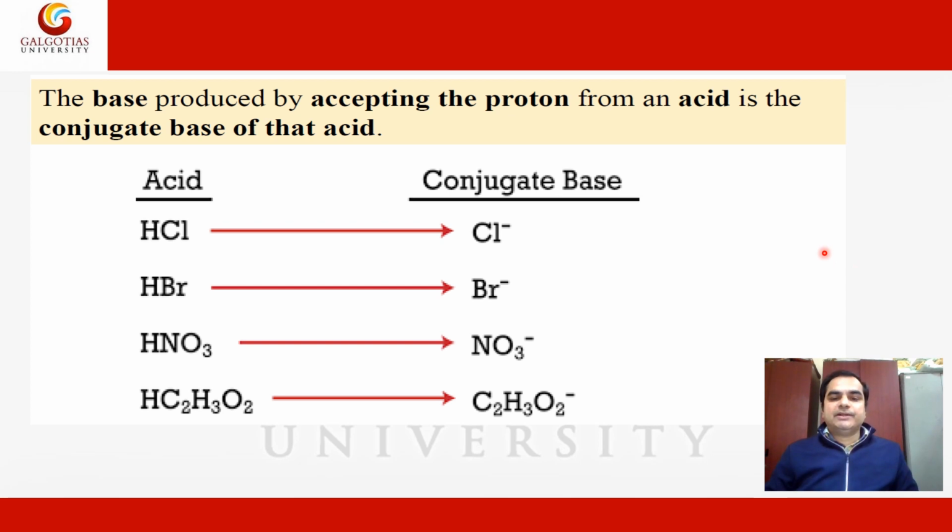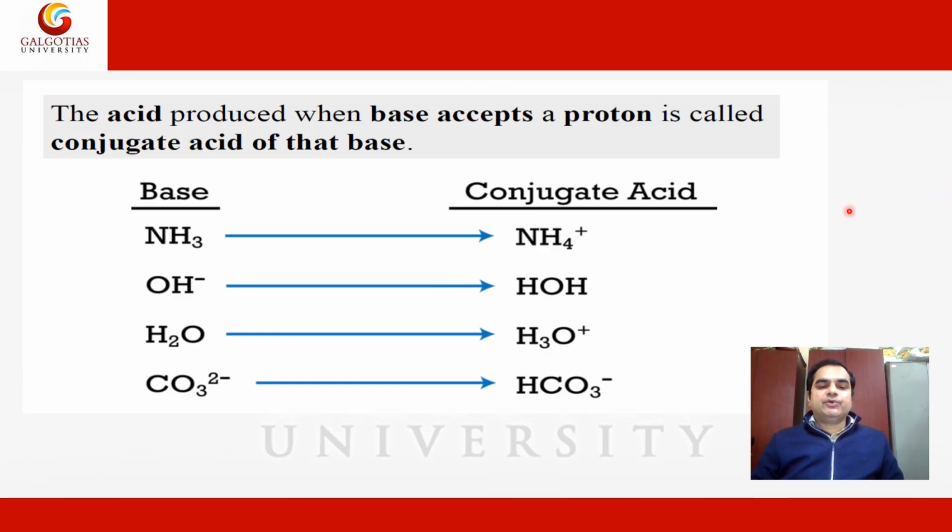The base produced by accepting a proton from an acid is the conjugate base of that acid. Similarly, if we take various examples, suppose we have the acid HCl, its conjugate base will be the Cl negative ion. If we have HBr, the conjugate base will be the Br negative ion. If we have HNO3, then its conjugate base will be the NO3 negative ion. And likewise for the other acid here, this is the conjugate base of that species.